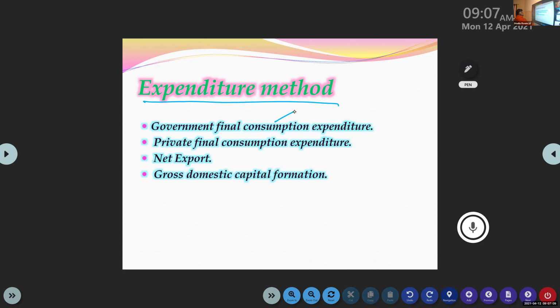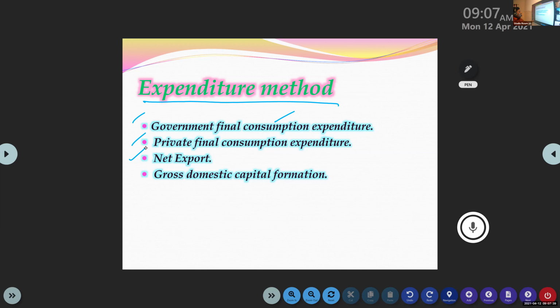Private final consumption expenditure. Even the private individuals will purchase products from different countries. Next one, net export. What do you mean by net export? The difference between export and import. Export minus import. Write down. Net export.